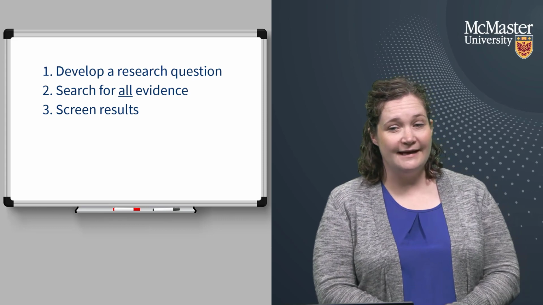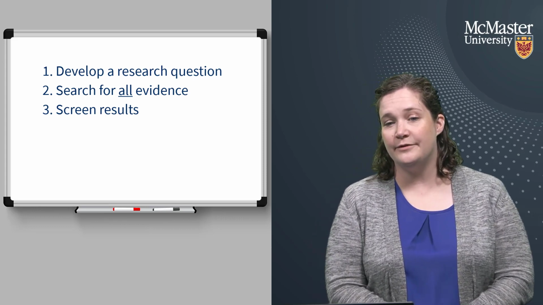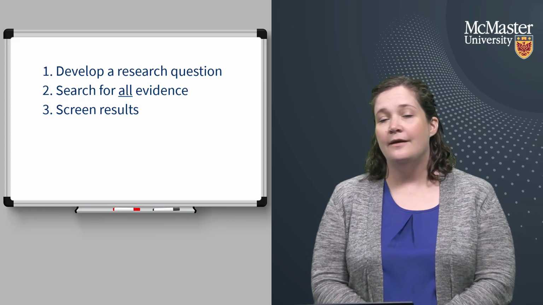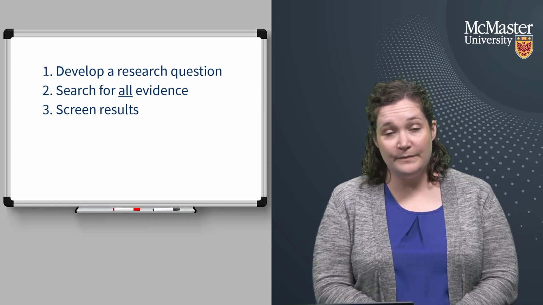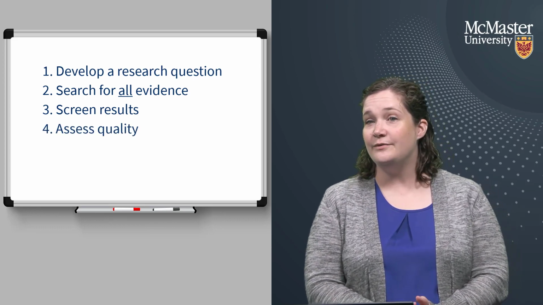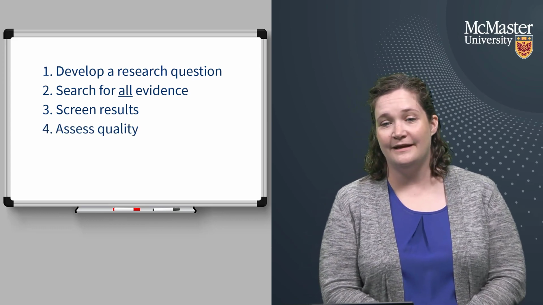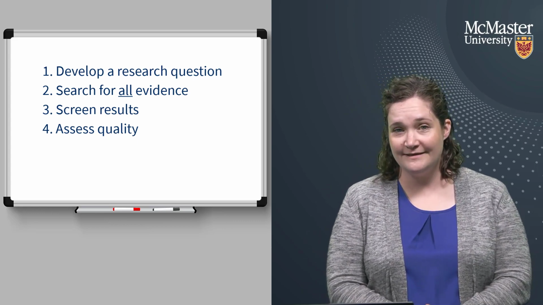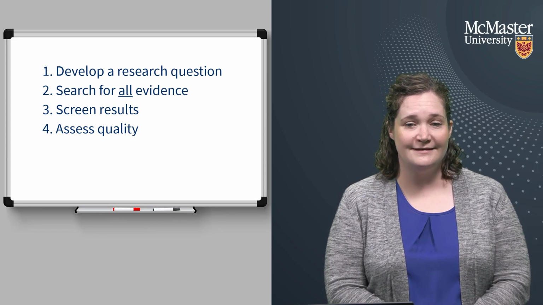This is usually done in duplicate by 2 members of the review team who then compare their answers at the end. For all the articles that then do meet the criteria, reviewers assess quality to see if it's good enough to inform their overall conclusions. Again, this is done in duplicate by 2 members who come to consensus in order to reduce bias.